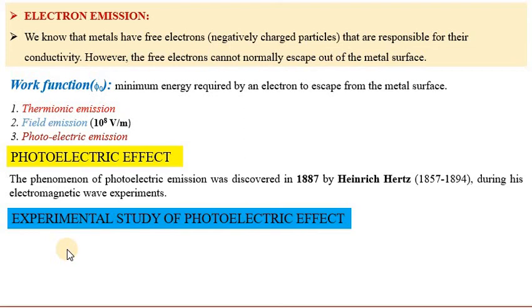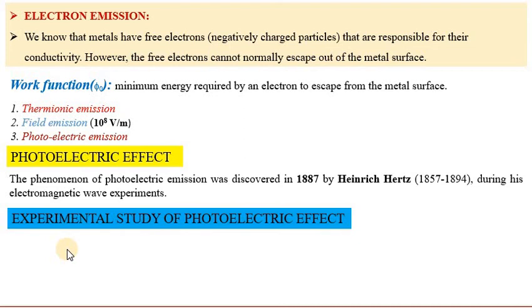However, the free electrons cannot normally escape from the metal. But some metals have the property that electrons are ejected from the metal surface just by exciting those metals with light energy. Which material emits electrons or not is determined by the work function of the material and the frequency of the incident light, I mean the energy of the incident light.